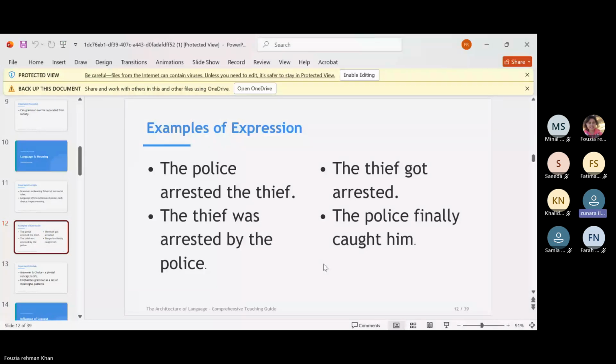Yes, ma'am. In the last sentence, the police finally caught him. Here, all our focus will be on "finally" because it is a new word and our emphasis will be here. What does it say? What is being emphasized? What is the concept? What is the context being built here?